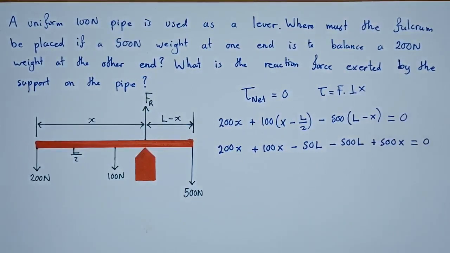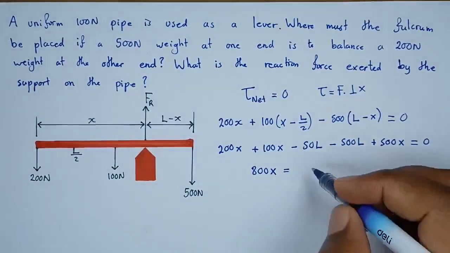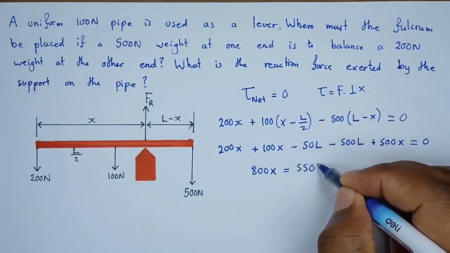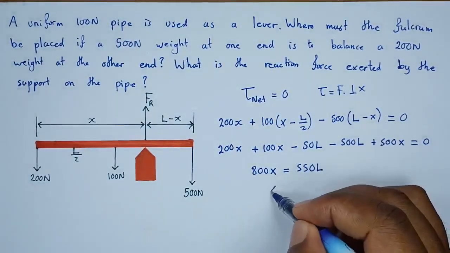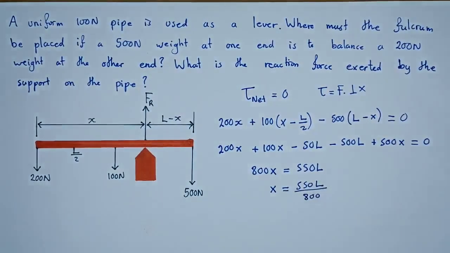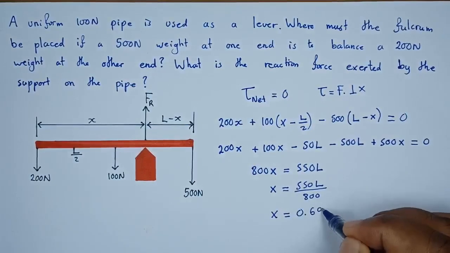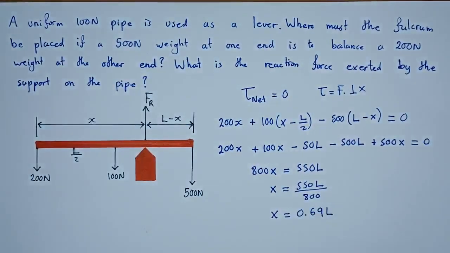Let's group like terms. On the left-hand side, we want to put everything which has x. On the right-hand side, we'll take the L. So on the left-hand side, 100, 200, 100, and 500 will give us 800x. This is equal to 50L, and the 500L goes to the other side, so that is 550L. We want an expression for x. So we're going to say x is equal to 550L divided by 800. So 550 divided by 800, we simply get 0.69. So x is equal to 0.69L.